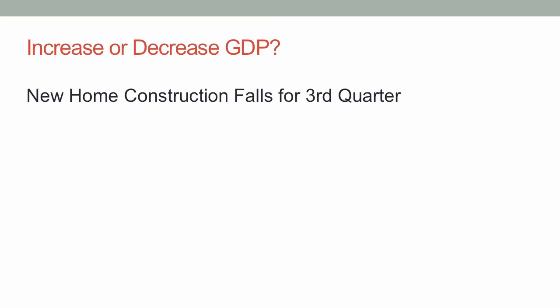So here's some headlines. Think about what would happen if this thing actually happened. New home construction falls for the third quarter. Would that be a mark of increasing or decreasing GDP? Well, if construction falls, that means houses are not being built. That means businesses are contracting. It means they're not investing as much money into workers. They're not investing as much money into purchasing the construction materials. People are not buying houses. That is an indicator that the GDP is decreasing.